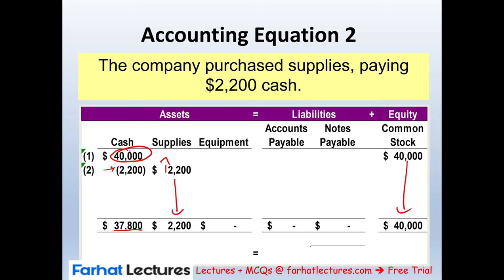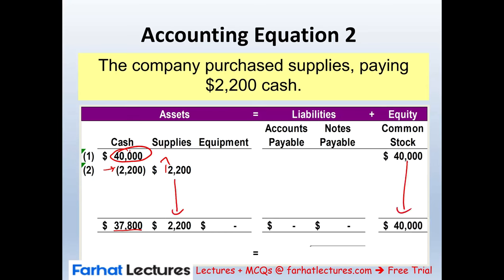Promise to pay. The promise to pay is an accounts payable. And we have more of accounts payable. We have more of liabilities. So supplies went up, which is an asset. Accounts payable, which is a liability, also went up. Let's show this on the accounting equation. We have more supplies, but now we have more liabilities and specifically accounts payable.